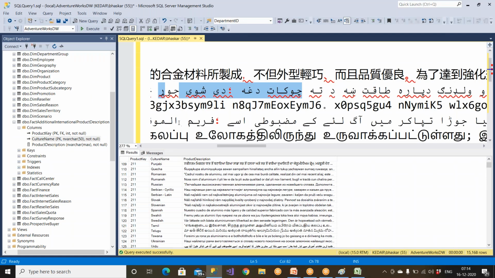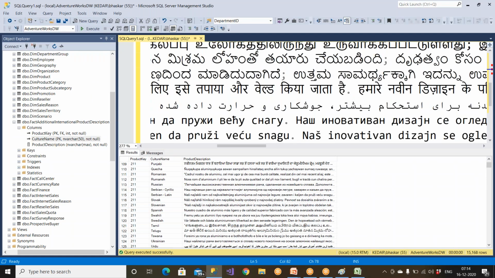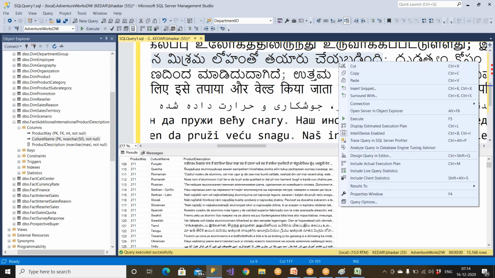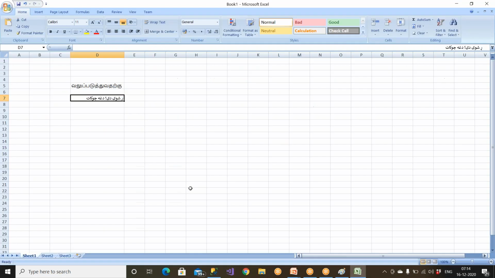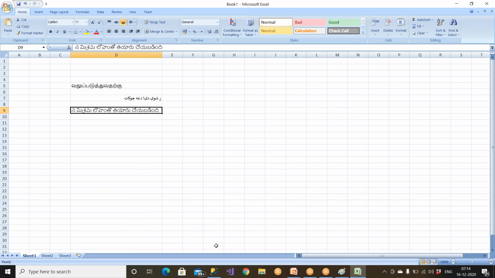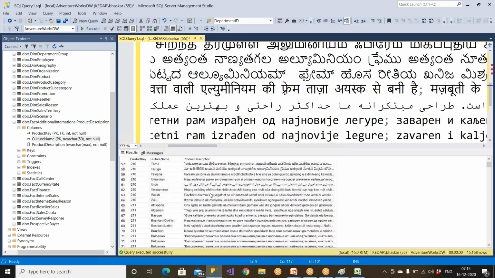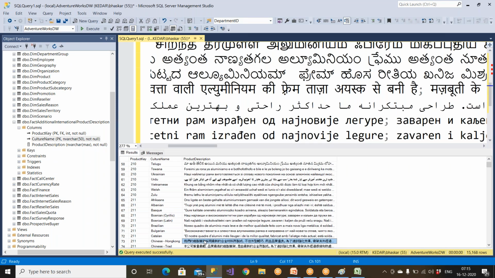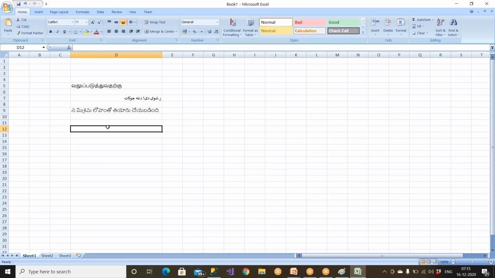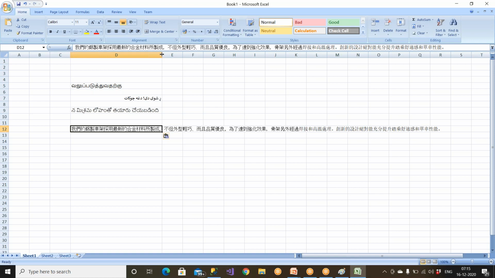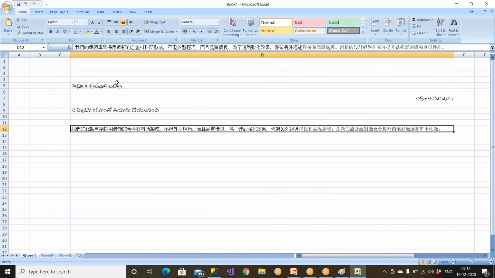Now let me take one of the Indian languages data. I wanted to show you how each application is supporting it today. Now you take Chinese data as well. Let me take Chinese data. So copy Chinese Hong Kong. Let me copy Chinese data as well. Clear? So I have stored different data here.